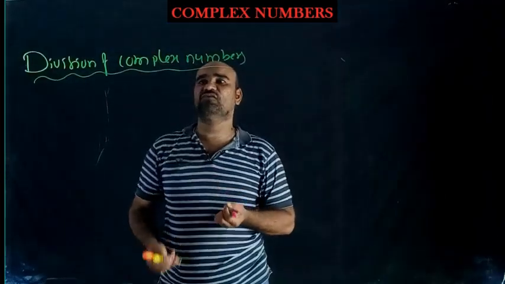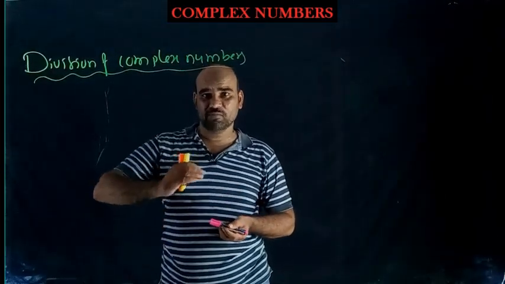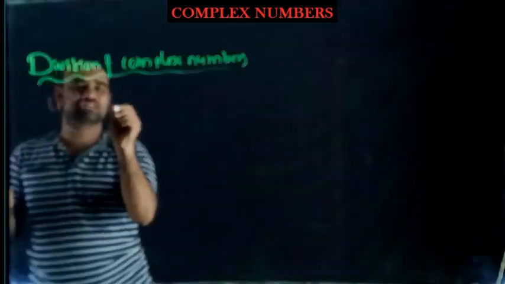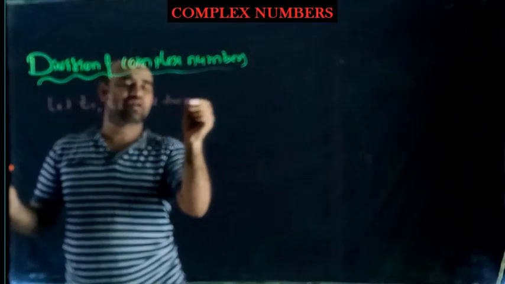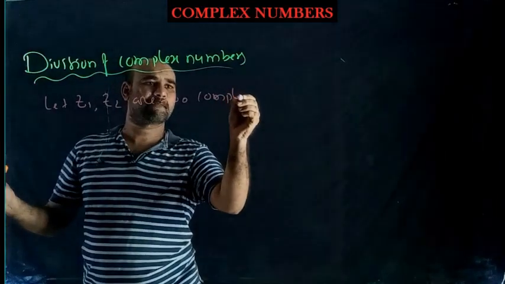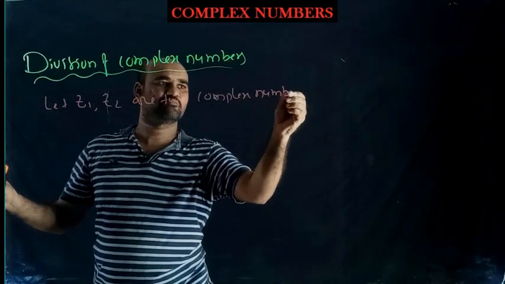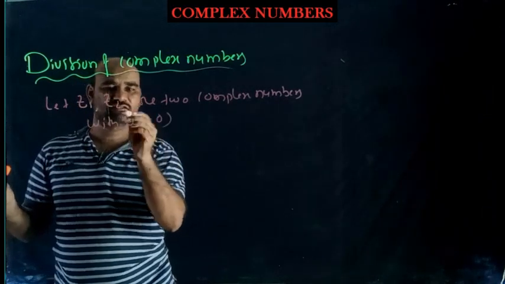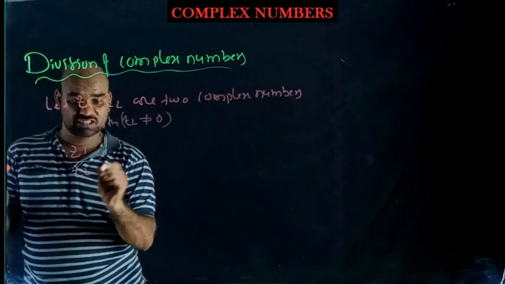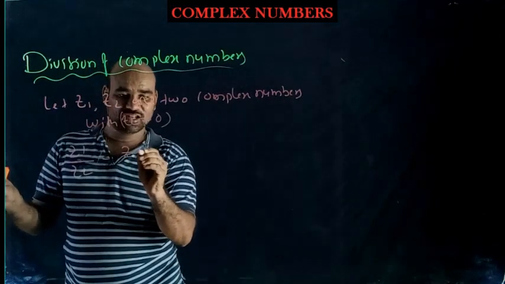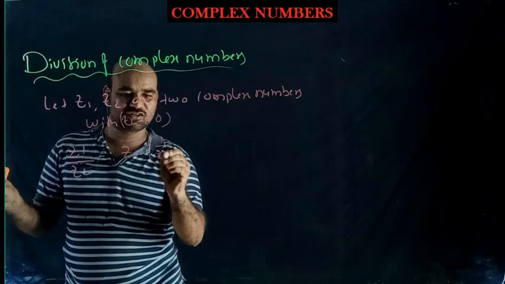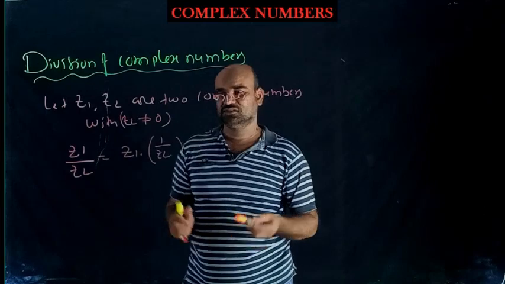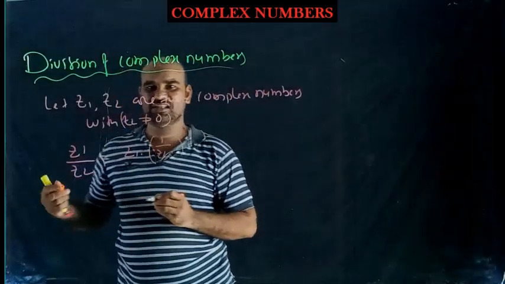Next one is division of complex numbers. Means how to divide a complex number by another complex number. Let Z1, Z2 be two complex numbers with Z2 not equal to 0. Z1 by Z2 is defined as Z1 into the multiplicative inverse of Z2. Okay, Z1 by Z2 means Z1 into multiplicative inverse of Z2. So in this way you can divide one complex number by another complex number.